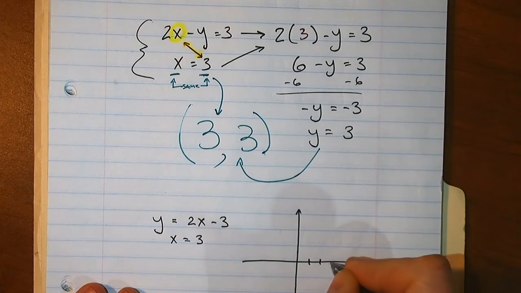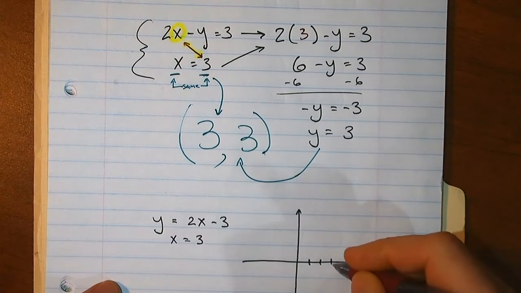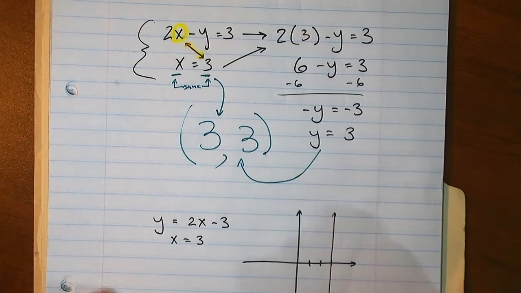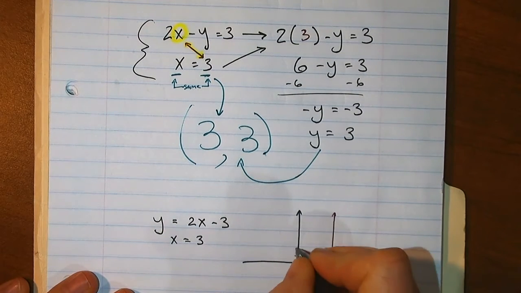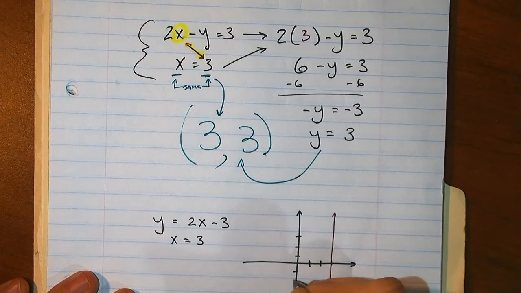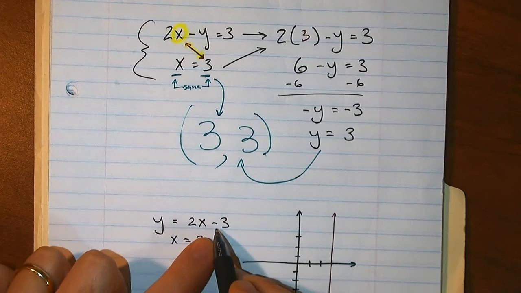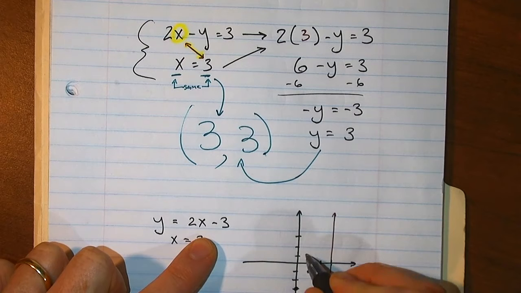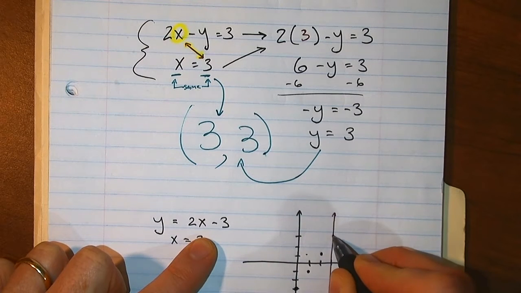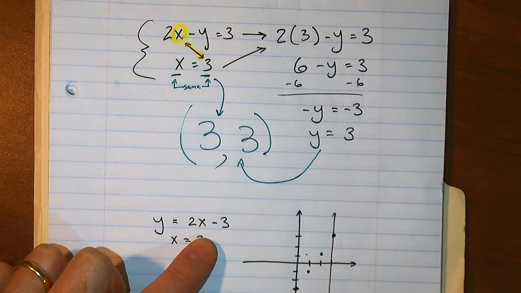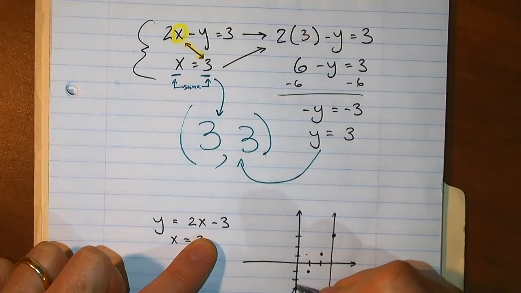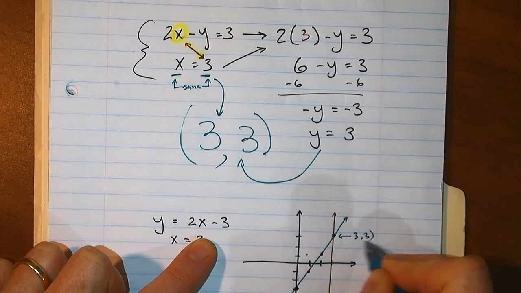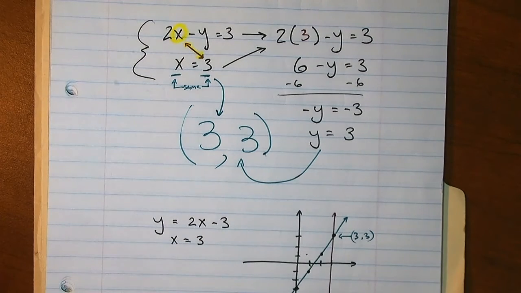If I'm graphing this, then x equals 3 is going to be over 3 units and then straight up and down. So there's my x equals 3. Then 1, 2, 3. This has a y-intercept of 3 and a slope of 2, so up 2 over 1, up 2 over 1, up 2 over 1. And sure enough, we can see right there that where this crosses is at the point (3, 3), which is exactly what we found.